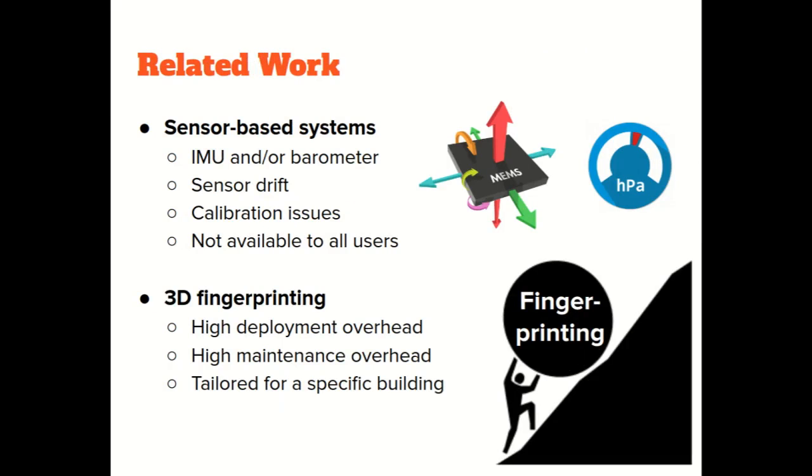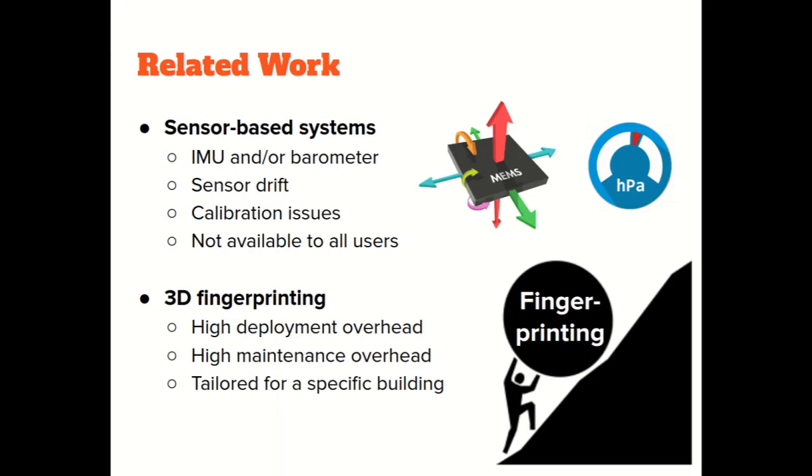Of course, there exist systems that attempt the floor ID estimation problem. For example, sensor-based systems that use the inertial measurement unit and/or the barometer. However, these systems suffer from issues such as sensor drift and calibration issues, and are not available to all users.